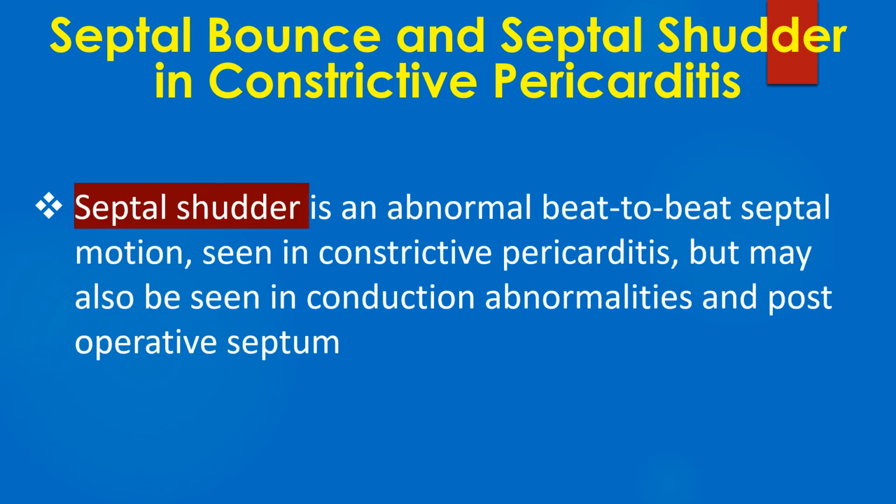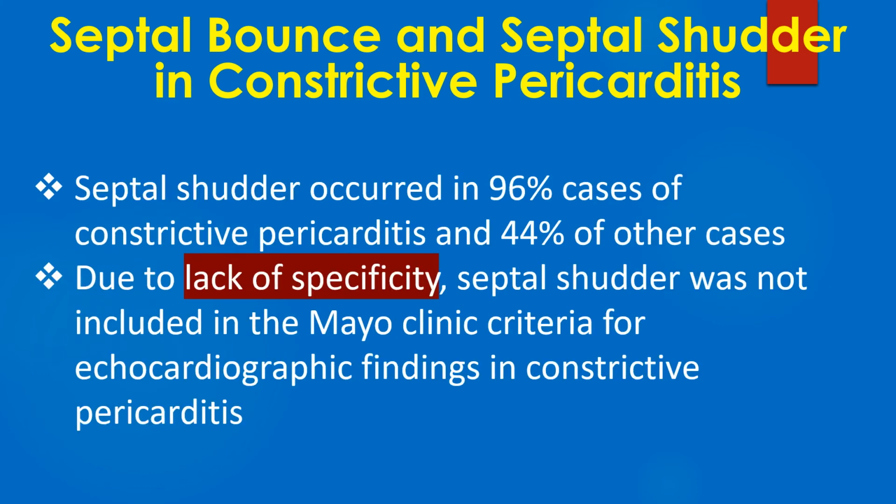Septal shudder is an abnormal beat-to-beat septal motion seen in constrictive pericarditis but may also be seen in conduction abnormalities and post-operative septum. Septal shudder occurred in 96% of cases of constrictive pericarditis and 44% of other cases. Due to lack of specificity, septal shudder was not included in the Mayo Clinic criteria for echocardiographic findings in constrictive pericarditis.